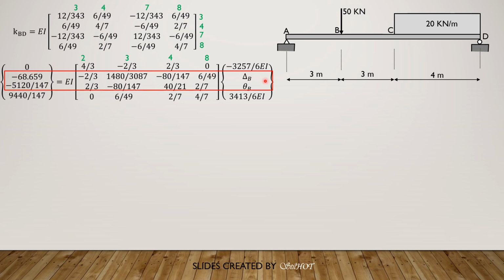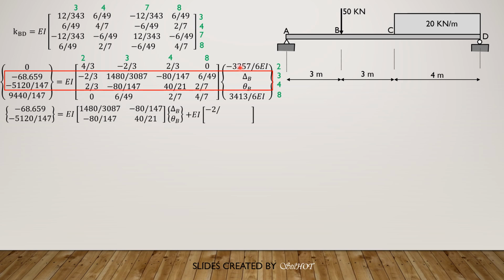So we expand this row here. We eliminate rows and columns associated with, or we simply expand this because we know the displacements at A and at D. So expanding, we have negative 68.659, then negative 5120 over 147, then 1480 over 3087 EI, negative 80 over 147, negative 80 over 147, 40 over 21 times delta B and theta B, then plus the other 2 by 2 matrix: negative 2/3, 6 over 49, 2/3, 2 over 7 times these known displacements, negative 3257 over 6 EI and 3413 over 6 EI.